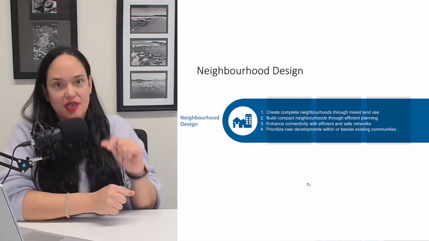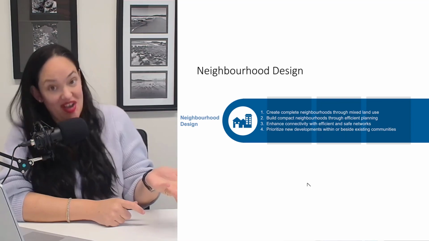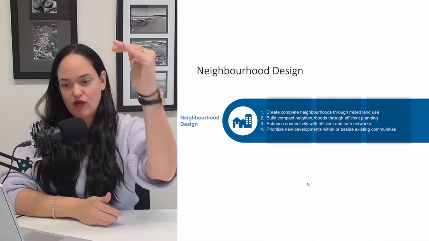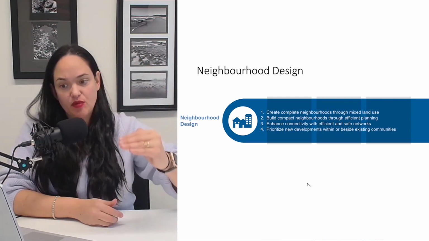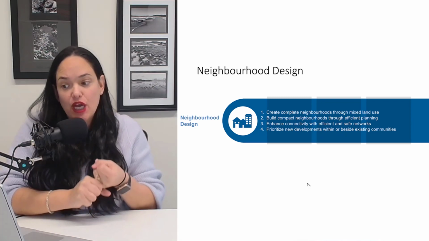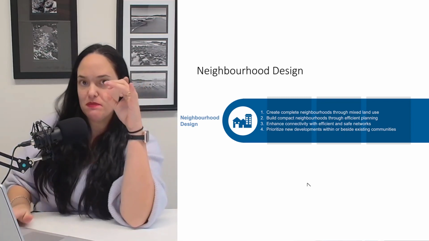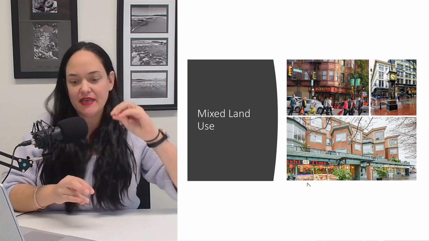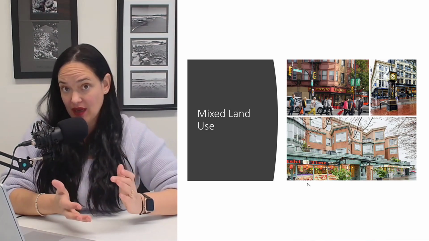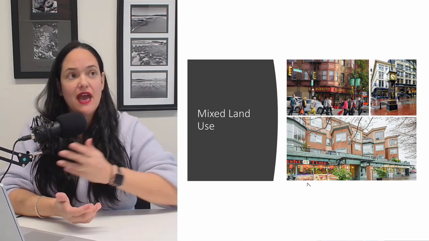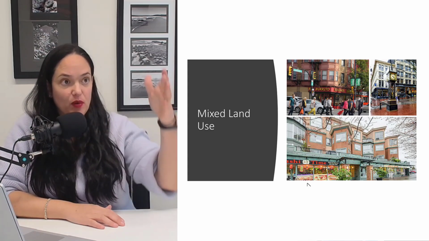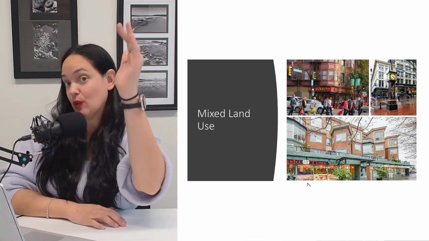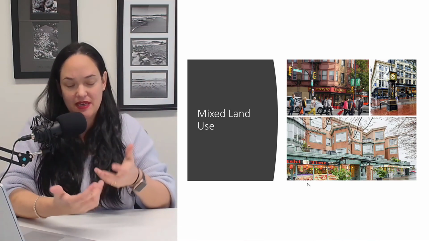So let's start with neighborhood design. How is a neighborhood designed, as the name implies? And in the toolkit, they identify 4 main components of healthy neighborhood design. So first of all, creating complete neighborhoods through mixed land use. When I say mixed land use, it actually has a lot to do with zoning, right? The zoning laws of a particular area and whether things are zoned to have both commercial, like stores, etc., and residential, where people live, in the same environment.